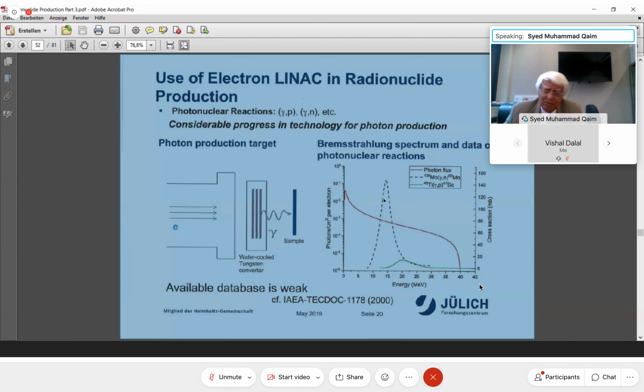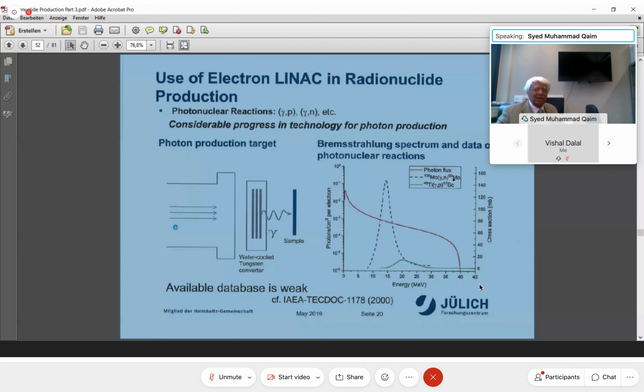The excitation function is shown here with a dashed curve. The maximum is at about 100 millibarns, and it starts at about 6 and goes up to about 30 millibarns. So this way one can produce molybdenum-99.